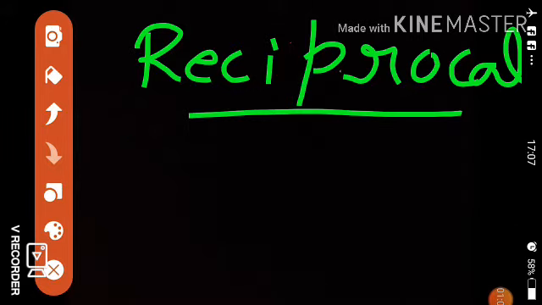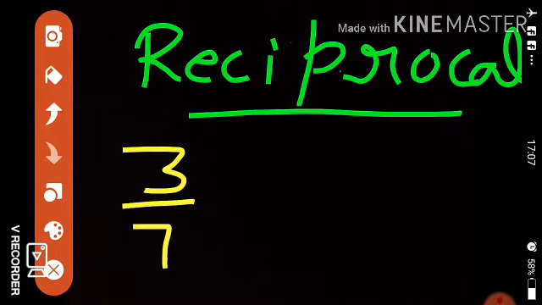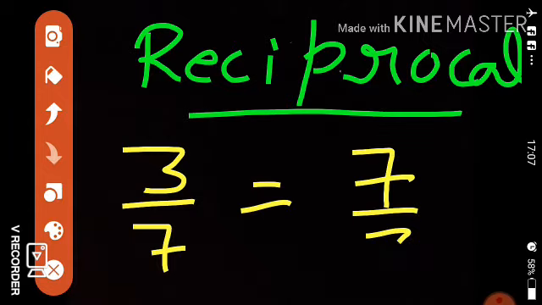Similarly, if we have 3 upon 7, so we will write it as 7 upon 3. Done. This is the reciprocal.